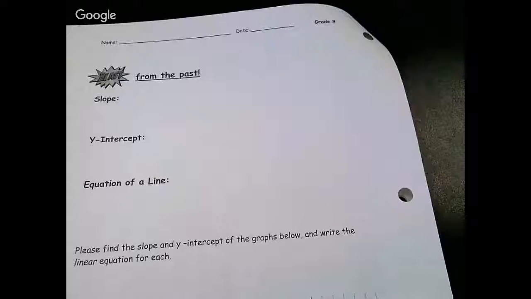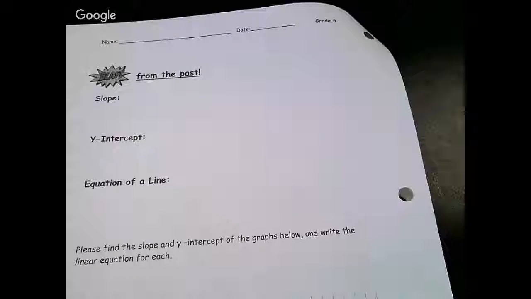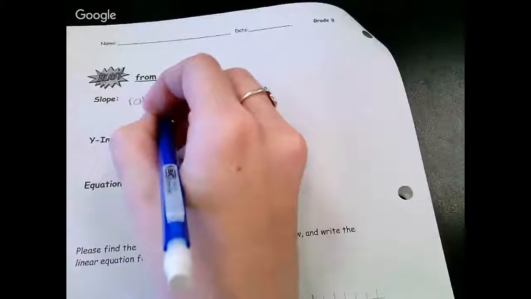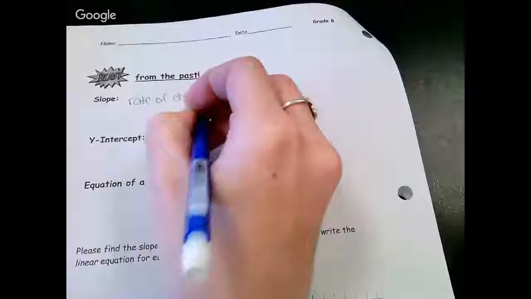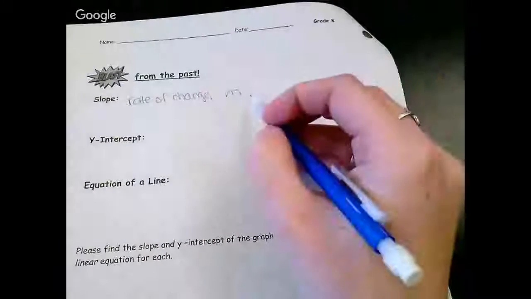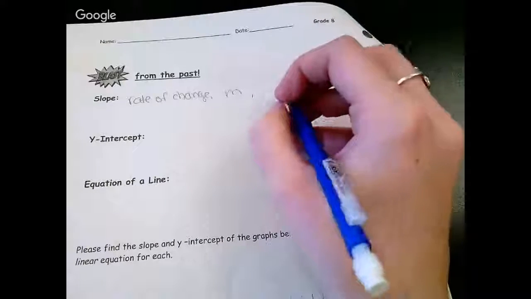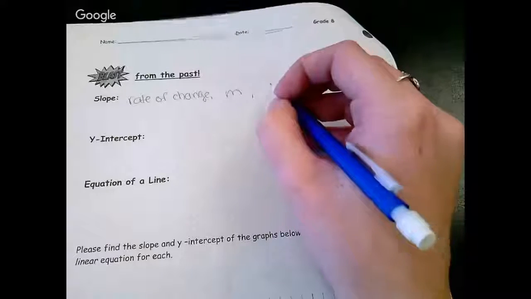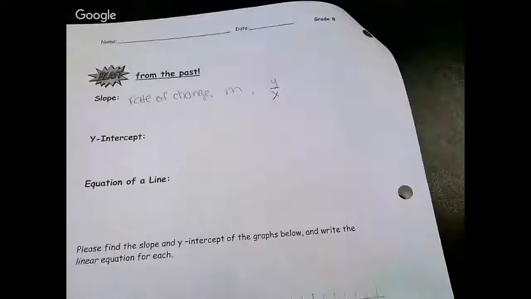So when we look at this, we need a little blast from the past. We need to think about what slope means. As we recall, slope is the rate of change. That's another word for slope. It is our m in our equation y equals mx plus b. And also to find it on a graph, remember we do the change in y over the change in x.